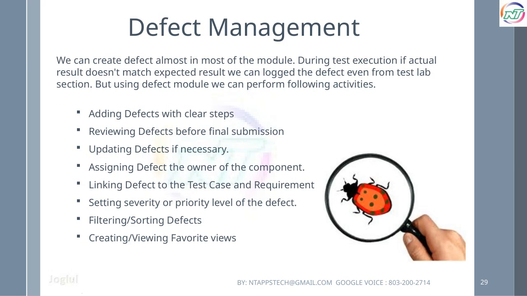Defect management allows us to handle almost any issue that comes up during testing across various modules. When running tests, if the actual results don't match what we expected, we can log a defect directly from the test lab section. Using the defect module, we can add detailed defects with clear steps to reproduce, review them before final submission, and make updates whenever necessary. It also lets us assign each defect to the responsible team member based on the component involved. We can link defects to specific test cases and requirements to keep everything aligned, and set severity or priority levels to indicate how critical each defect is.